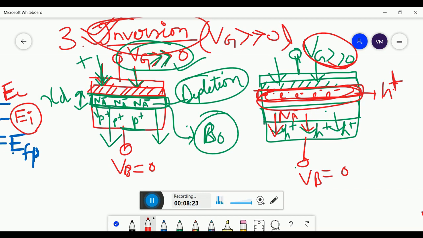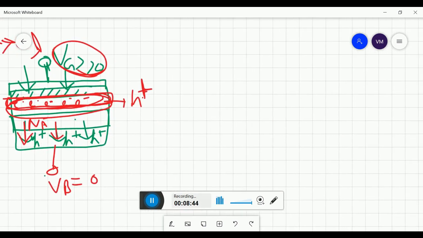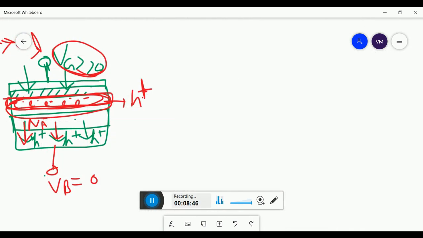And let us see the same thing using a band diagram. Now you will understand why we are drawing the band diagram again and again. In this condition, when we draw the band diagram, you will be able to understand why we are trying to draw the band diagram again and again. So let us draw the band diagram. That is an important thing.